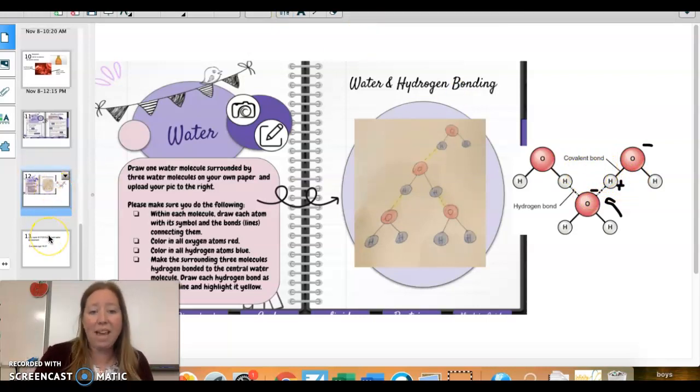Next, you're going to take your formative atom and water assessment, and then start working on the next part of the interactive notebook, which is about those macromolecules I was talking about that are important to life. There are 4 of them that we're going to learn about in this unit.